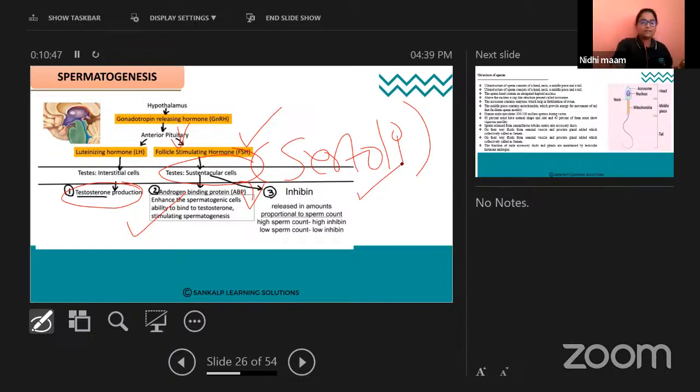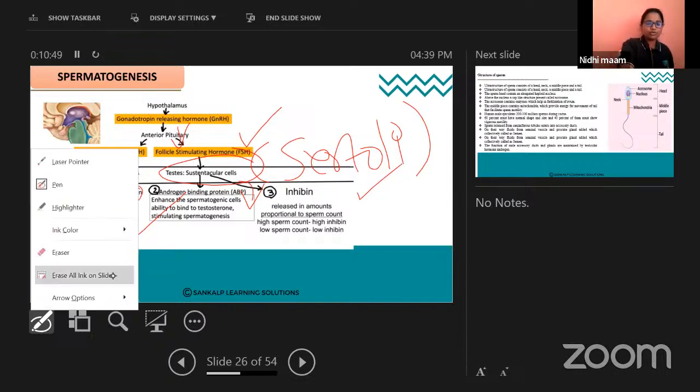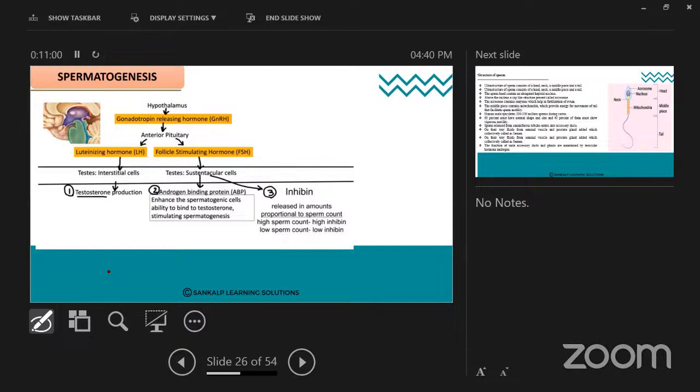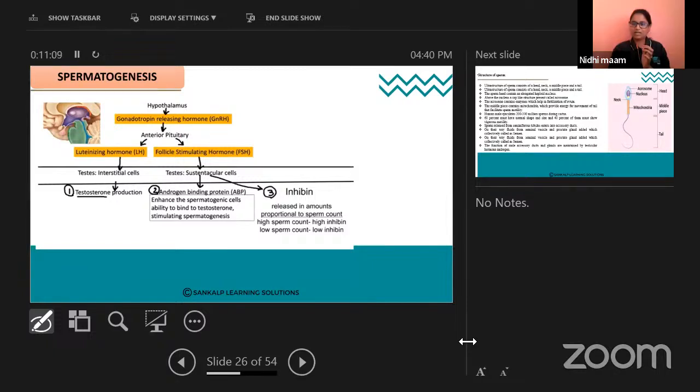Okay, so this is about how spermatogenesis is controlled by the hormones. All of you got it? All of you got it? Yes, ma'am. Others, only Anita said yes. What about others? Yes, ma'am. Yes, ma'am. Navaneet, Yamuna Gowda.